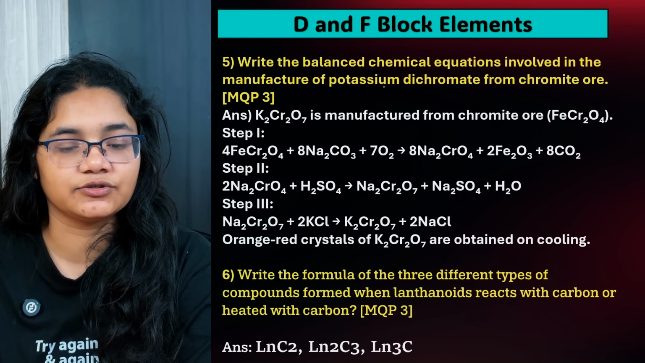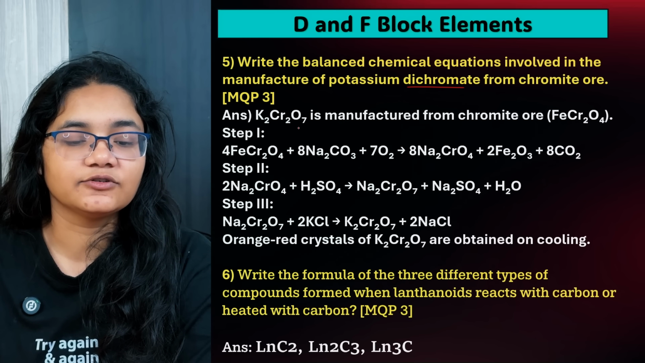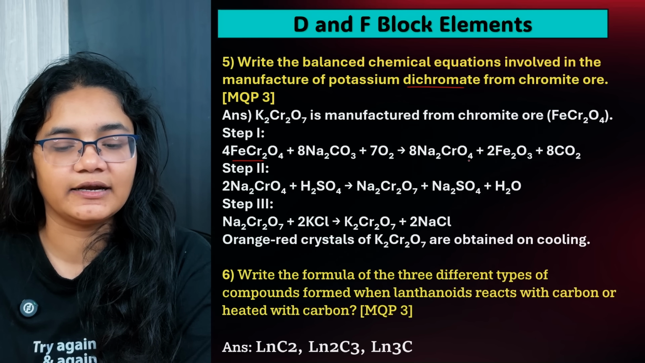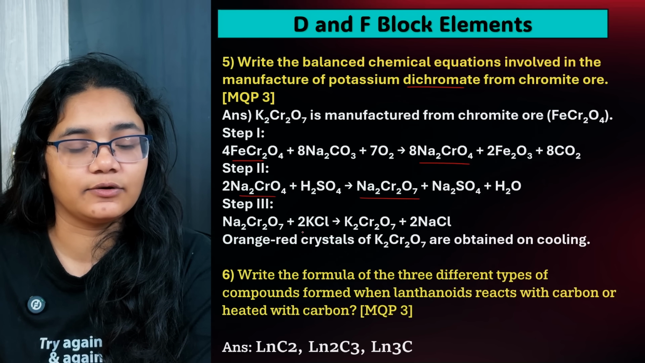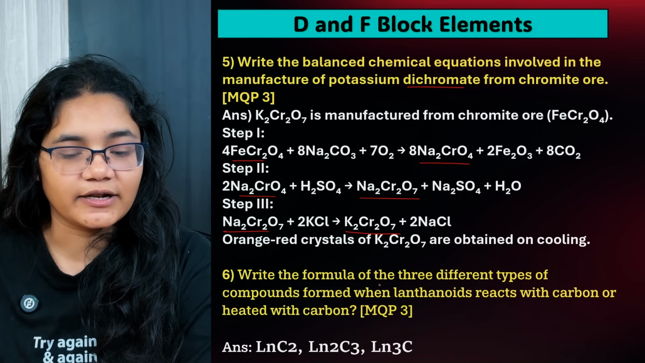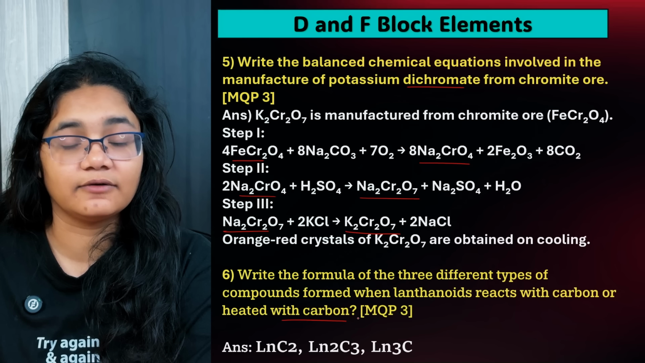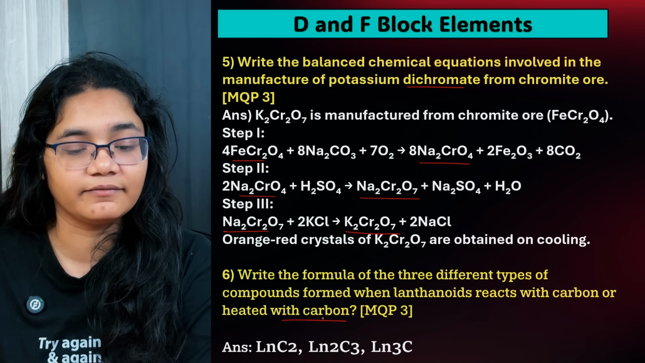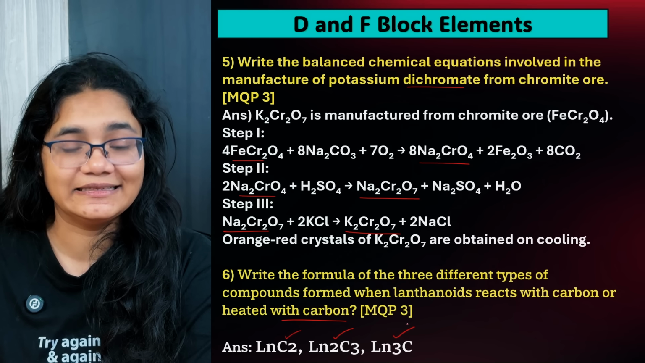Write the balanced equation for the preparation of potassium dichromate from chromite ore. So first of all, iron chromite is taken. It is converted to sodium chromate. Sodium chromate is converted to sodium dichromate. Sodium dichromate is converted to potassium dichromate. Next, write the formula of 3 different types of compounds formed when lanthanides are heated with carbon. So you'll get LnC2, Ln2C3 and Ln3C.